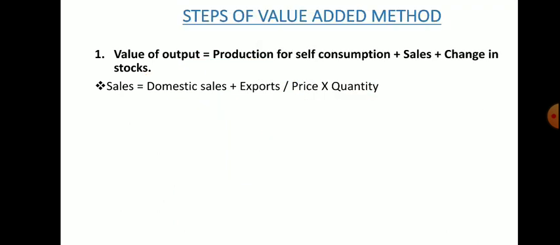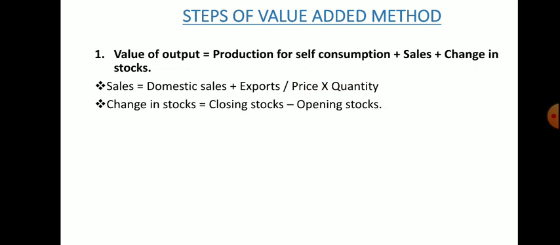So the formula for the sales is what? Domestic sales plus exports, if there is export, so you have to add that one, or you have another formula, that is price into quantity. And for the change in stock, what is the formula? How will you get the change in stock?